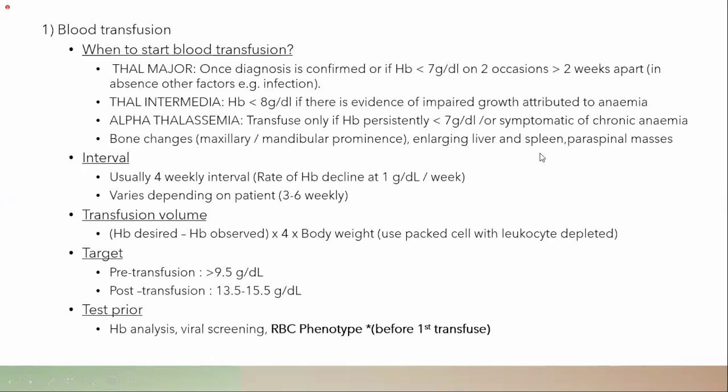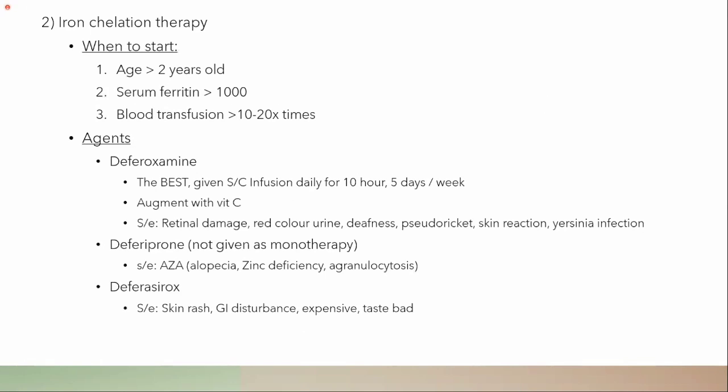And you can just refer to all the other considerations, like interval transfusion within target and test. Okay, so iron chelation therapy: when to start iron chelation therapy? When the patient has already reached 2 years old, when the serum ferritin is high, and also when they have required transfusion more than 10 to 20 times.